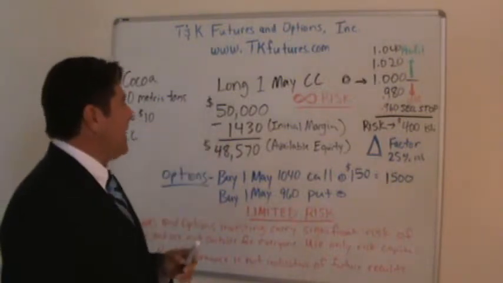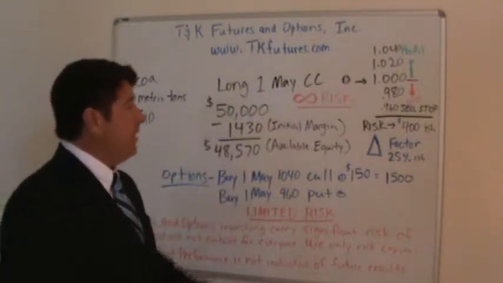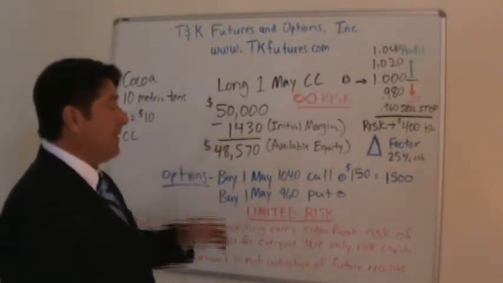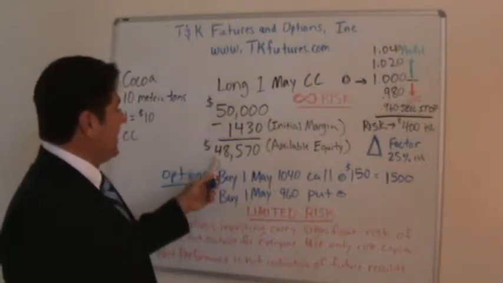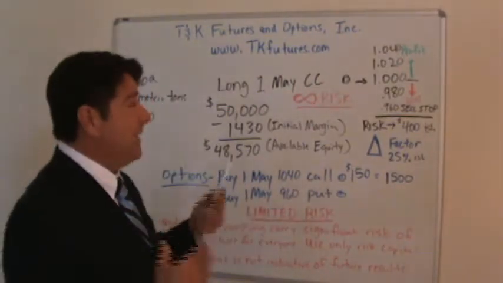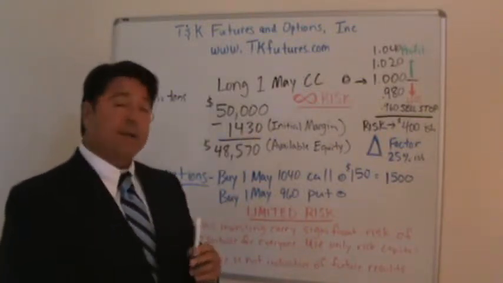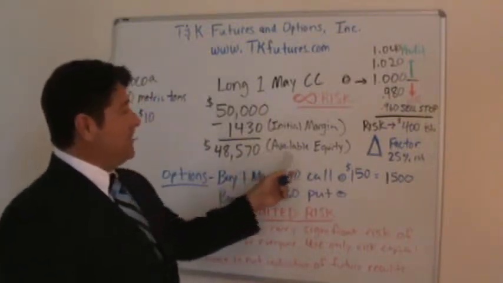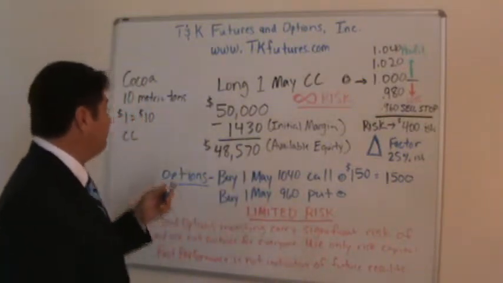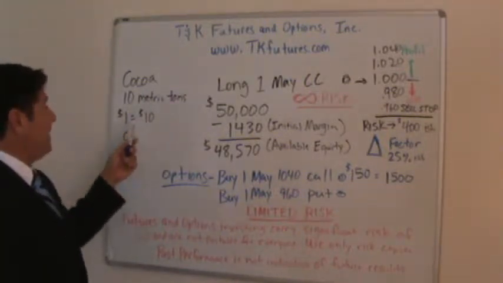But let's just say that you opened an account for $50,000 and you went long one May cocoa at $1,000 a ton. Okay, well, because that $1,430 goes onto the sidelines, what you're going to have left over is $48,570 in available equity. That equity you can leave in the account just in case the market moves against you. You can get more contracts, you can get more options with it, but that's all you have because the initial margin has to go on the sidelines, kind of held over on the side for you to do any trades.